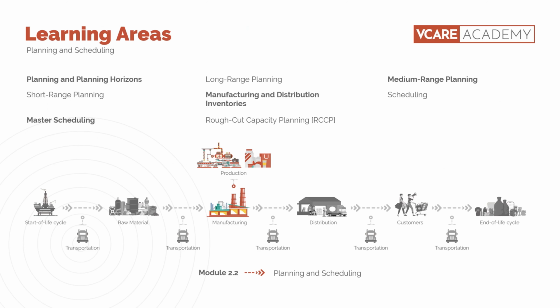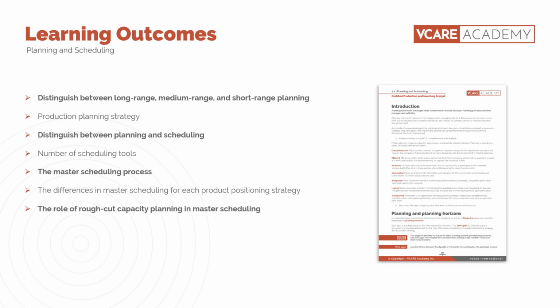Module 2.2, planning and scheduling. We'll talk about planning and the horizons for planning. We'll talk about the three different levels of planning: long range, medium range, and short range planning. We'll also talk about manufacturing and distribution inventories, as well as scheduling, master scheduling, rough cut capacity planning, known as RCCP.